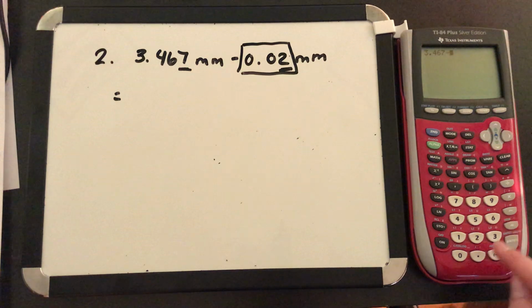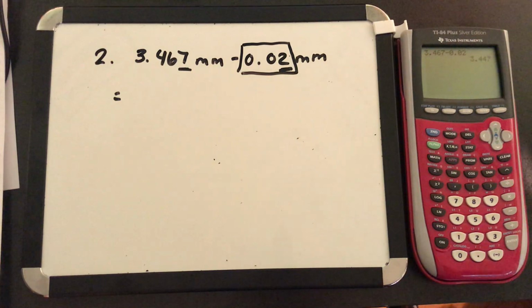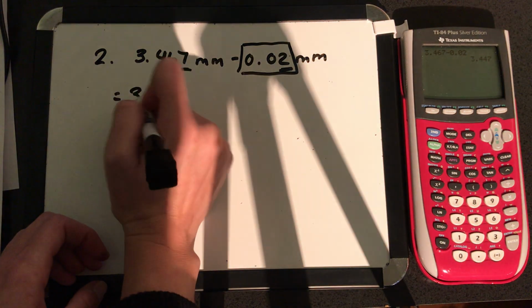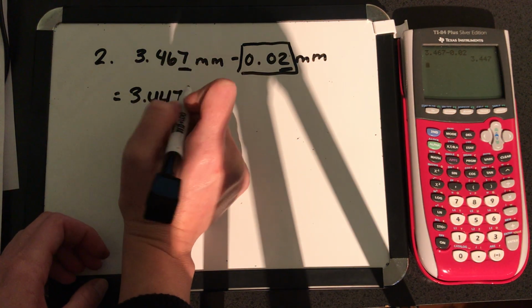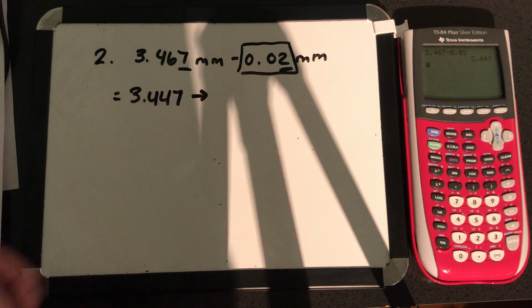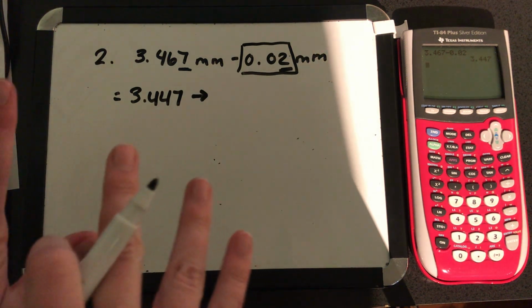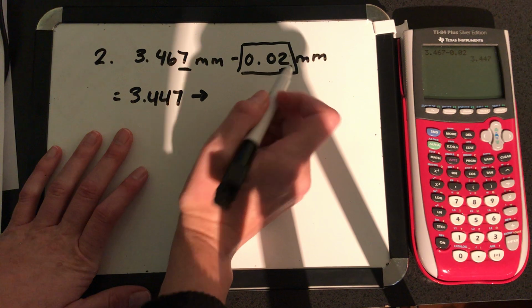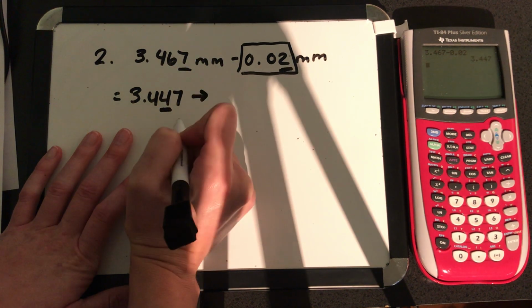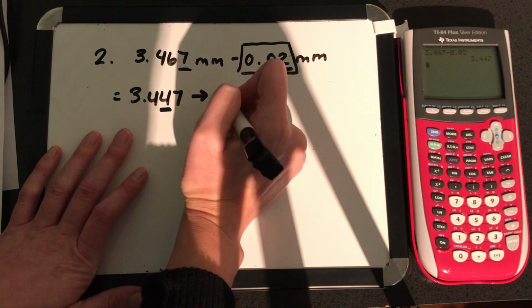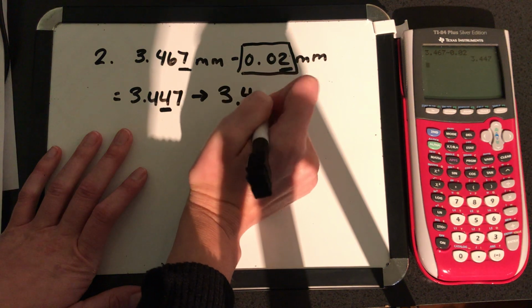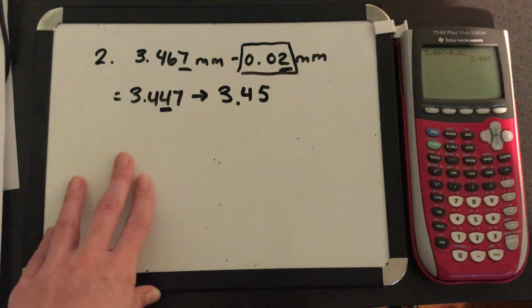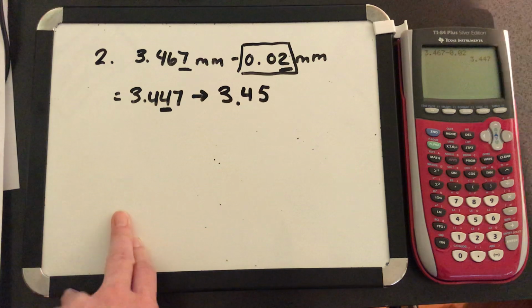3.467 minus 0.02. We get 3.447. I always write down my answer before I take it to significant digits, just so that you can see what's going on. So like we said here, hundredths place, so that is the place that we need to round to. So 3.45 is our answer with the correct number of significant digits.